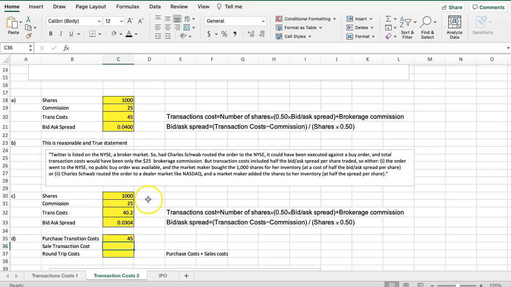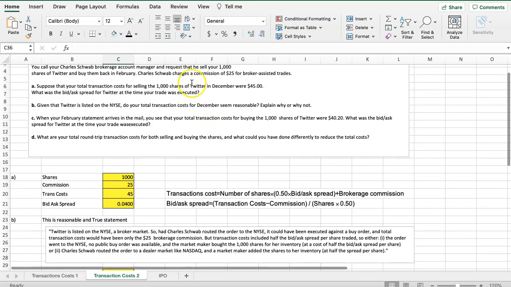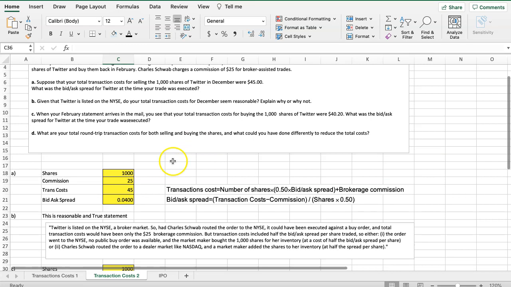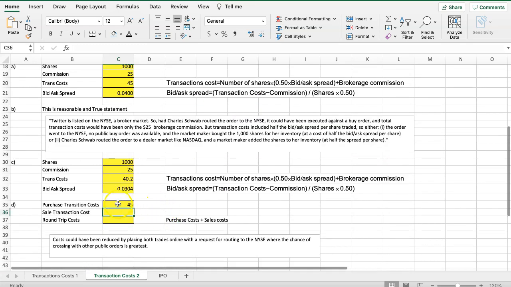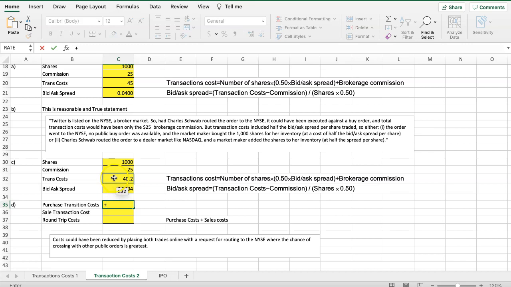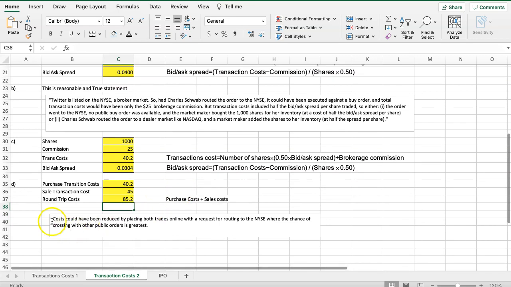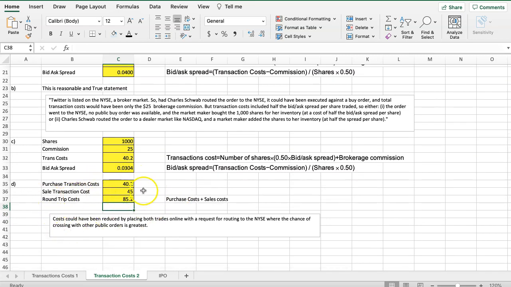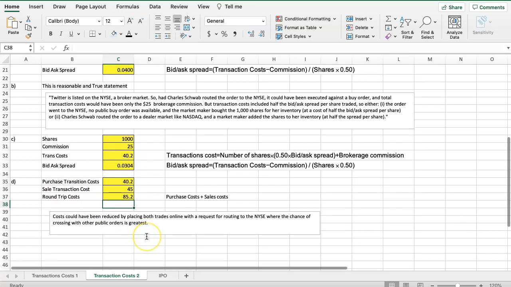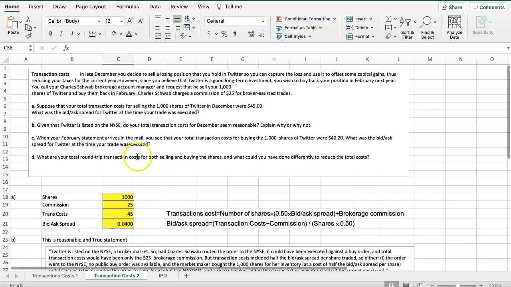and then this is on the purchasing side. This is where we're actually, because we sold it first, and then we're going to buy it back in February. So the actual purchasing is here, and then the sale was up here. So the round trip would just be adding these two together, and that would be the round trip transaction costs. And the cost could have been reduced if both trades were traded on the NASDAQ and it wasn't crossed over to the New York Stock Exchange. Okay, so that's how you would do that.